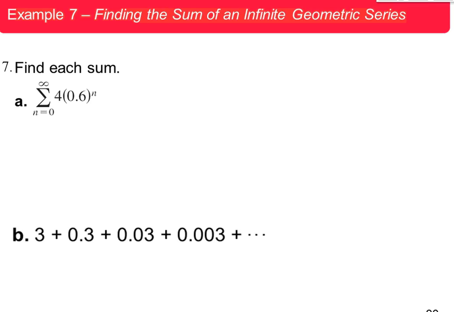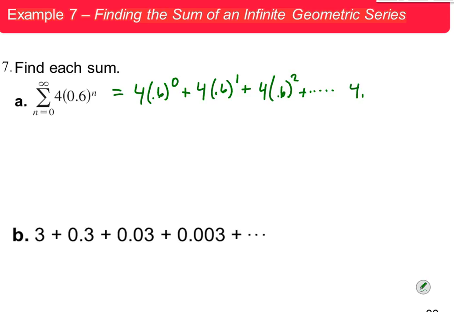Okay, so the thing that I like to think about, if you're ever not sure if it's going to have a sum or not, you can always write a few terms just to see what's happening term by term. There's so much to remember with these problems that sometimes that might be helpful. So this is 4 times 0.6 to the 0, plus 4 times 0.6 to the 1, plus 4 times 0.6 to the 2, plus dot dot dot plus 4 times 0.6 to the n, and just keep going as we look at that.